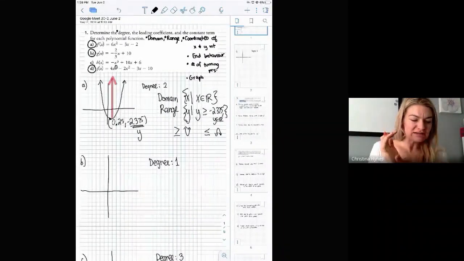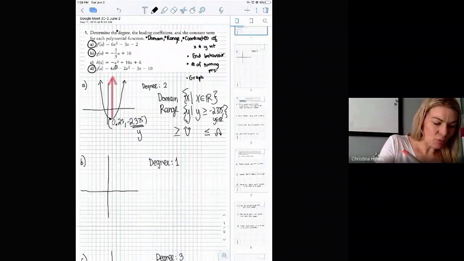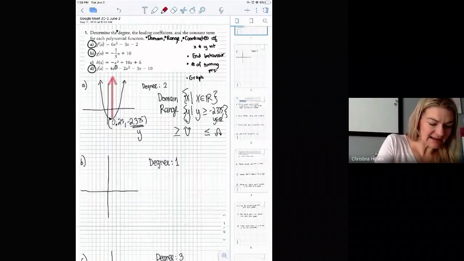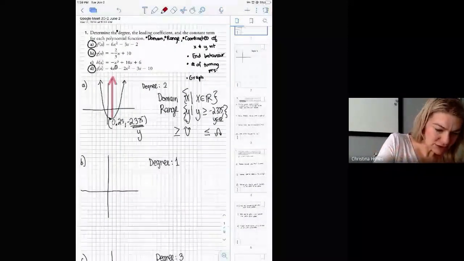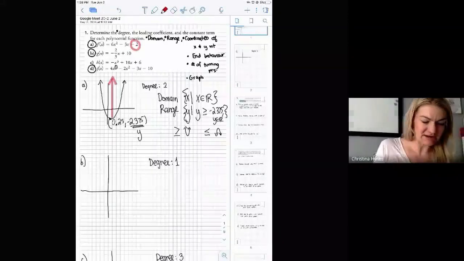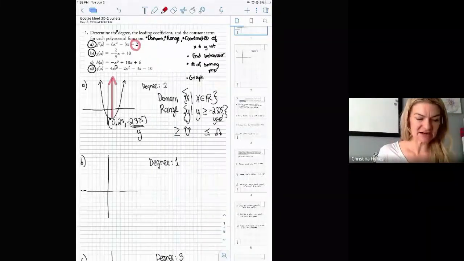They also want the coordinates of your x and y intercept. Your y-intercept, if you guys look at it, this is in standard form. So your constant should always be your y-intercept. So in this case here, we're back.